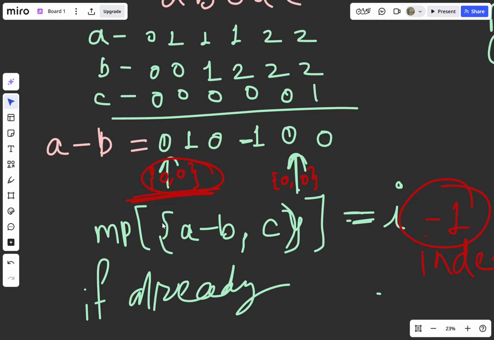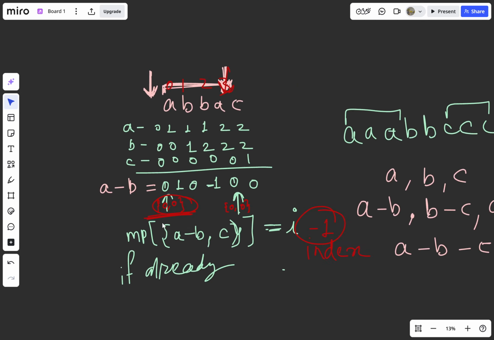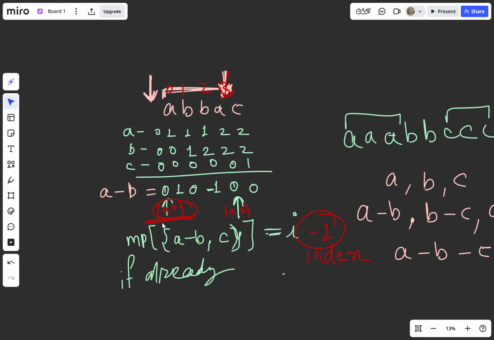Now we are at index position 0 1 2 3. At the third index position we again get the same pair. Since it is already present in the map, we calculate the distance between them. So 3 minus (-1) gives 4 as the longest substring containing only A and B, not C.